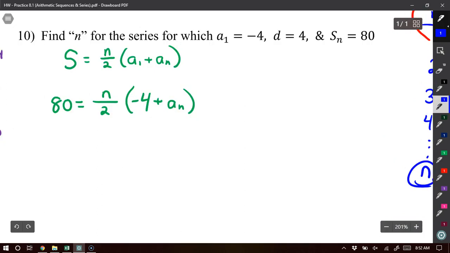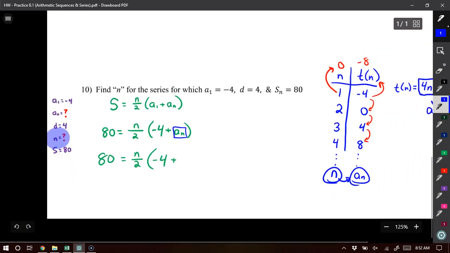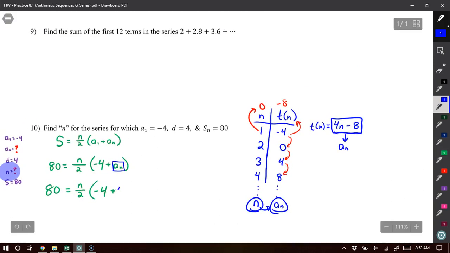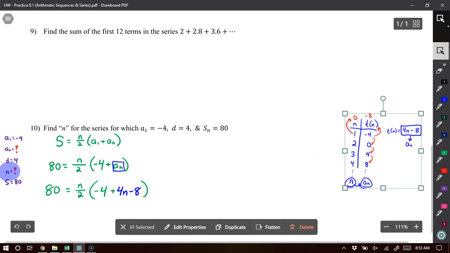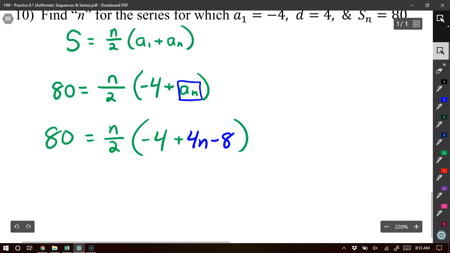So I'm going to come back to here. I'm going to have 80 equals n over 2 times -4, but I am going to replace my a sub n with the equation, with our arithmetic sequence formula, which is 4n minus 8. And then I'm going to solve that equation. I'm going to give myself some room to organize the work. So let's go with the inside first. I'm going to distribute at the same time.